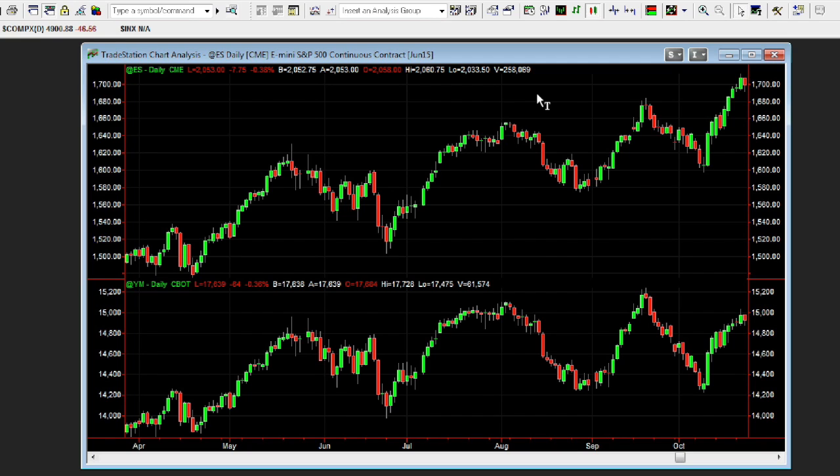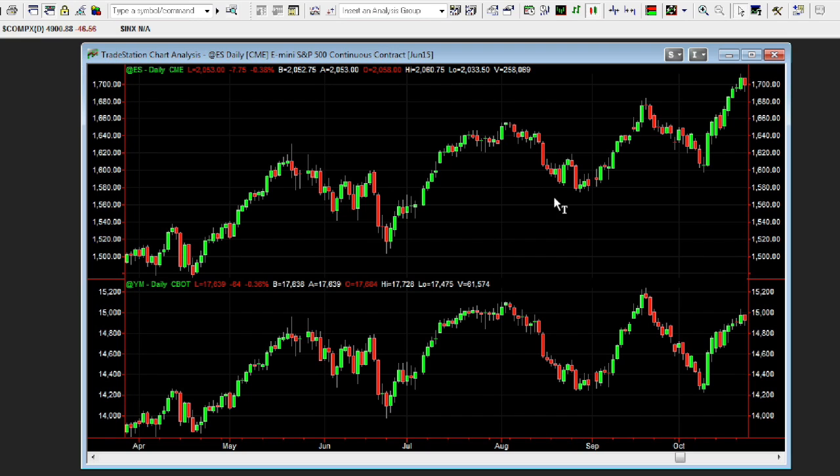So what I have here is a daily chart of the ES market at the top pane and the YM market in the bottom pane. This is the futures market of the S&P E-mini at the top and the mini Dow at the bottom. So the two futures contracts, the big ones for the U.S. markets, the S&P and the Dow.